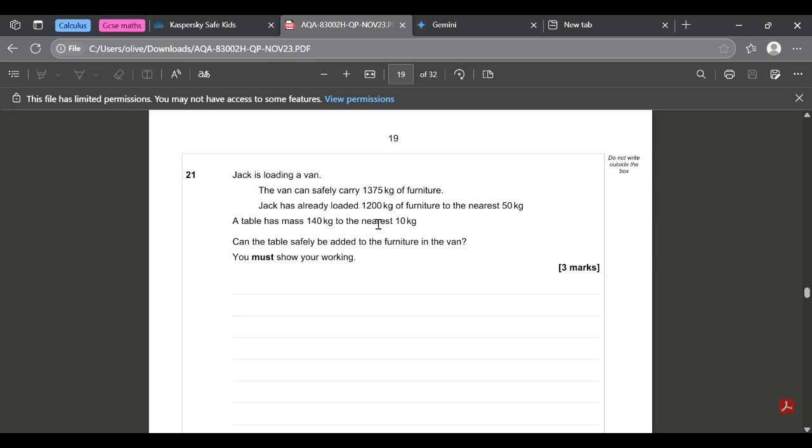So it's 1,224 plus a table that has a mass of 140 kg to the nearest 10 kilograms. The worst case scenario is 144, since if it was 145, then to the nearest 10 kg it would be 150. So it's 1,224 plus 144, which is equal to 1,368. So yes, the table can be safely added to the furniture in the van, since he'll have 7 kilograms left over, but I'm not sure he'll be able to fit anything else, but still, yeah.